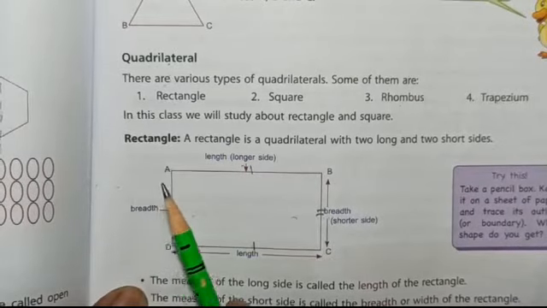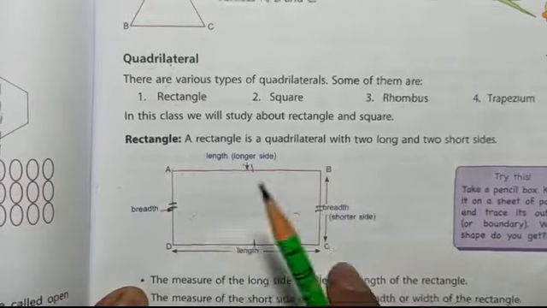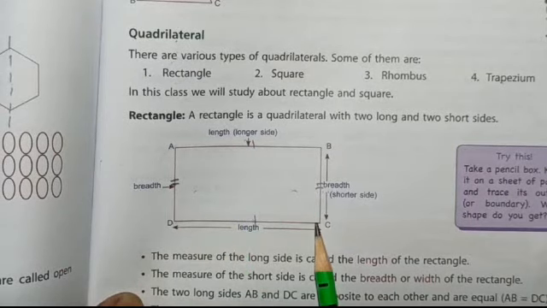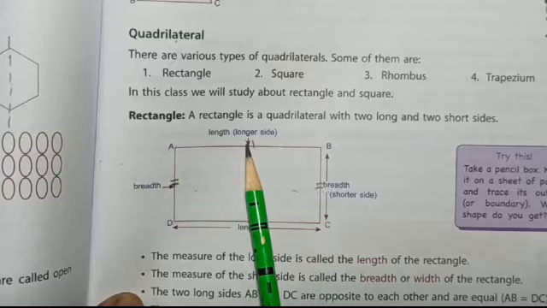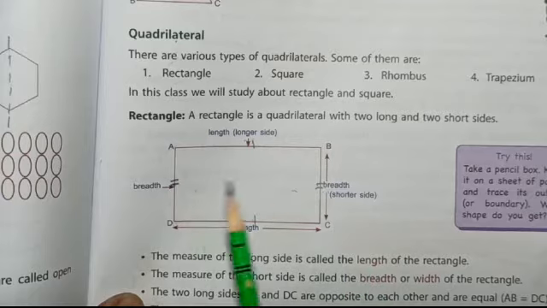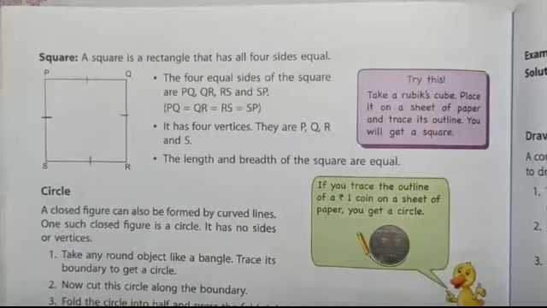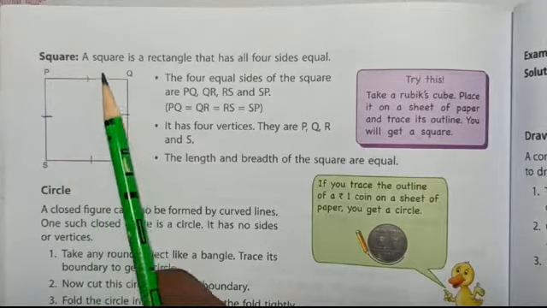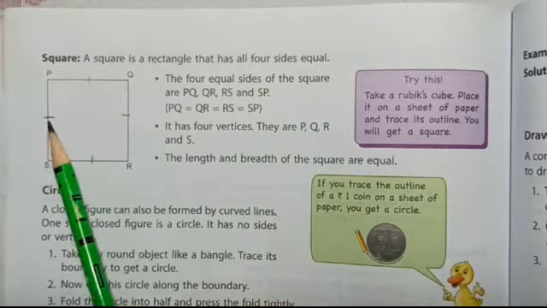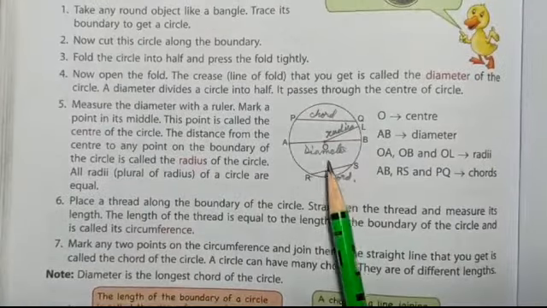Rectangle: a rectangle is a quadrilateral with two long and two short sides. The longer side is called the length and the shorter side is called the breadth. Square: see the figure in the PDF. A square is a rectangle that has all four sides equal.